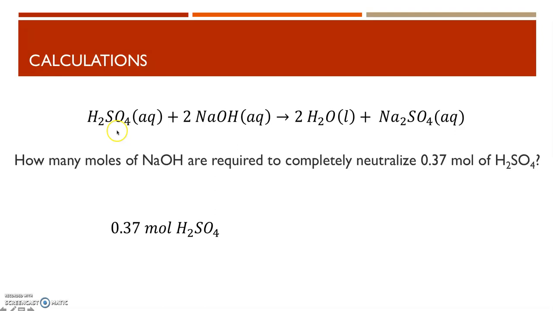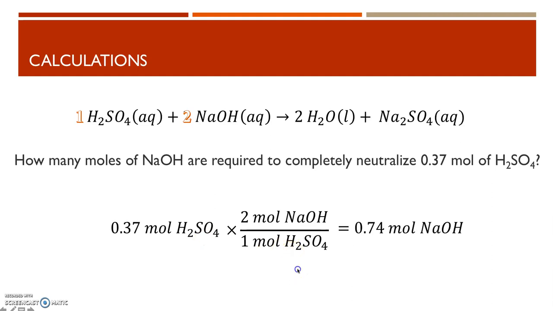So H2SO4, sulfuric acid, has a coefficient of 1, and sodium hydroxide has a coefficient of 2. So I'm going to make a conversion factor here that's going to have sodium hydroxide in the numerator and sulfuric acid in the denominator. Now I can do my math, and I find I need twice as much sodium hydroxide as I do sulfuric acid, and that's because there are 2 protons here for every 1 sulfuric acid.